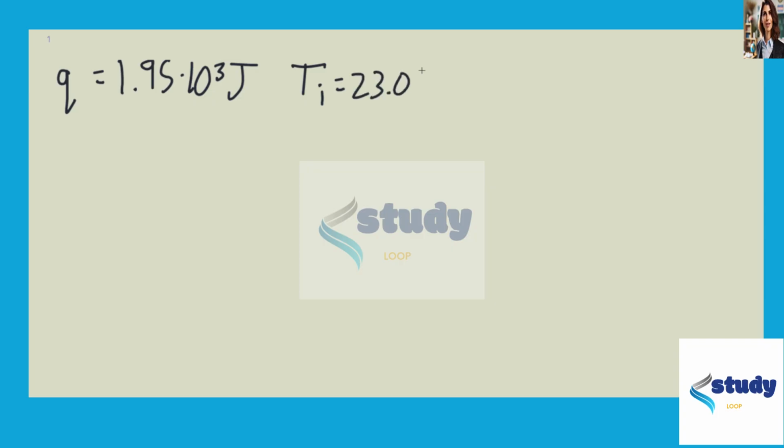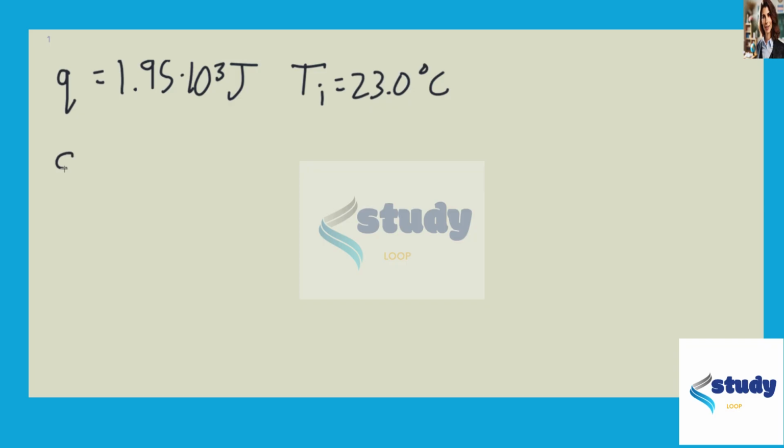So in this problem, we're given a heat, Q equals 1.95 times 10 to the third joules. We're given an initial temperature of 23.0 degrees Celsius. And we want to find the mass of various substances at various final temperatures using this information.